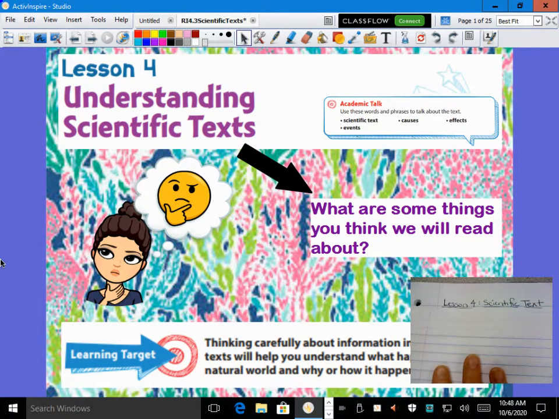So, if you see down here in the bottom corner of my screen, I have my reading notebook out and I have my pen here. Get a pencil handy for you. And let's go ahead and write down today's topic, lesson 4, and you can simply just write scientific text.